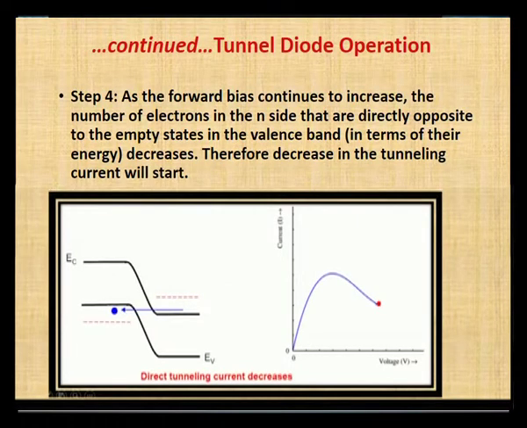Next, step 4: as the forward bias continues to increase, the number of electrons in the n side that are directly opposed to the empty states in the valence band decreases. So there will be a decrease, because when we give a potential higher than the cut-in voltage, the electrons moving from the n region to the p region are moving in the opposite direction. This will decrease the current. The tunneling current starts decreasing from this peak point to here. This is called direct tunneling current decrease.